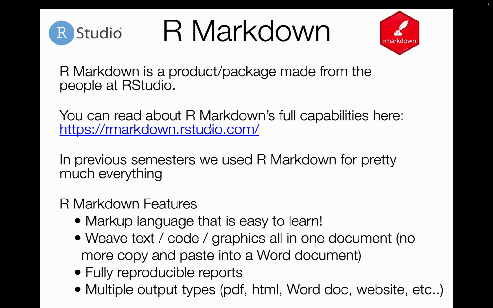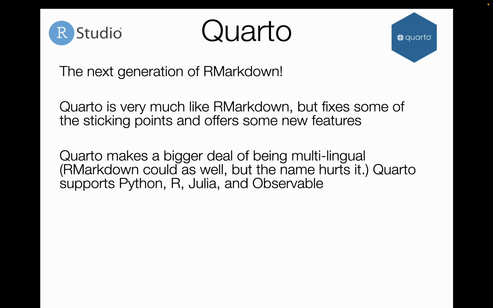There are lots of different options in what you can make. Now that's R Markdown, the predecessor to the new version, the next generation of R Markdown, which is called Quarto. So Quarto is very much like R Markdown, but it fixes some sticking points that people had and offers some new features. One of the features that, again, we won't get to in this class, but I thought I should bring to everyone's attention, is that it makes a bigger deal than R Markdown at being multilingual.